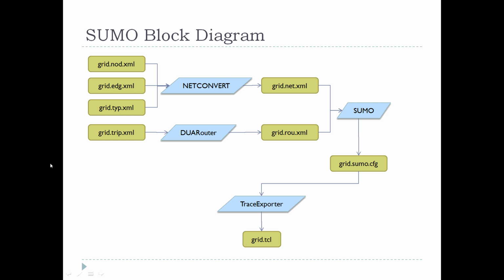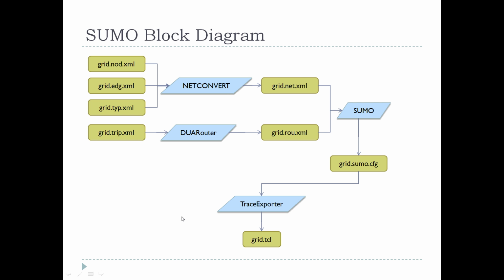On the road network definition side, we have these three input files. A node file defines all the nodes in the network, the edge file defines all the roads between them, and then the type file has some extra options such as the number of lanes and the priority of different lane movements. Once these three files are made, we use this tool called NetConvert, which then turns those into this net file right here that actually defines the road network and can be viewed in Sumo.